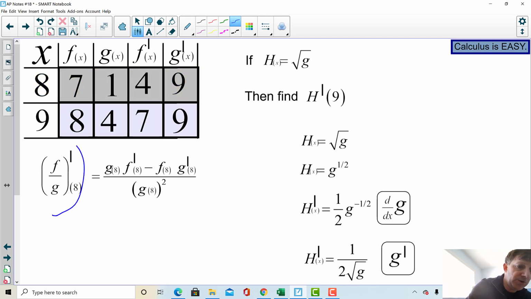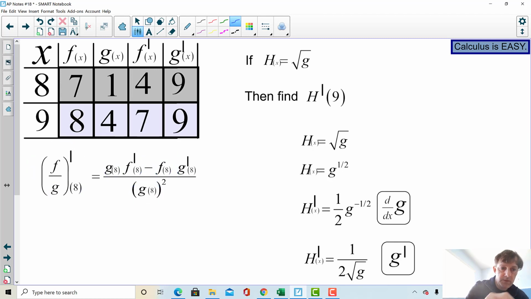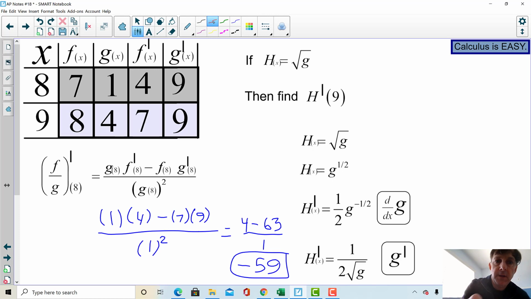Okay, this is the quotient rule. Remember, you always start with the bottom. So you have the bottom times the derivative of the top, minus the top times the derivative of the bottom, all over the bottom squared. Okay, we can just plug the values in. g of 8 is 1. f prime of 8 is 4. f of 8 is 7. g prime of 8 is 9. g of 8 is 1. Okay, we can simplify this. Final answer, negative 59.